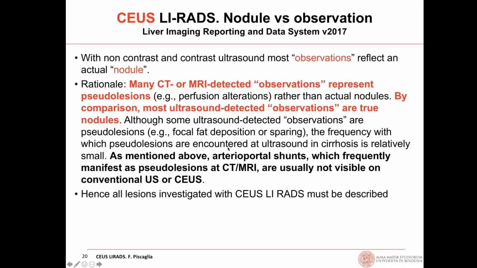So, differences between CEUS LI-RADS and CT and MRI. CT and MRI speak about observations, because what they see is usually only represented by enhancement, but they don't see the lesion, especially CT. While with ultrasonography, we start from a lesion that we see. So we prefer to speak about a nodule and not an observation. Actually, with CEUS, very rarely do we have false positives for a lesion with contrast enhancement, pseudo-lesions.